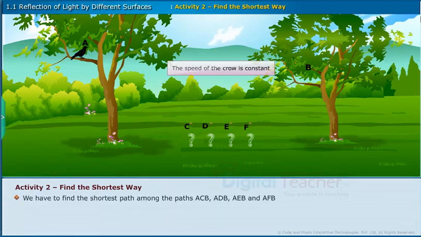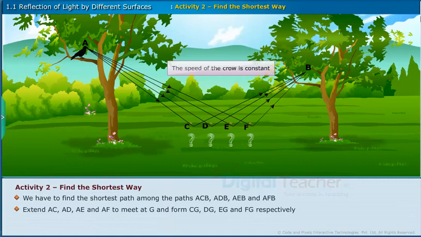We have to find the shortest path among the paths ACB, ADB, AEB and AFB. Extend AC, AD, AE and AF to meet at Z and form CG, DG, EG and FG respectively.